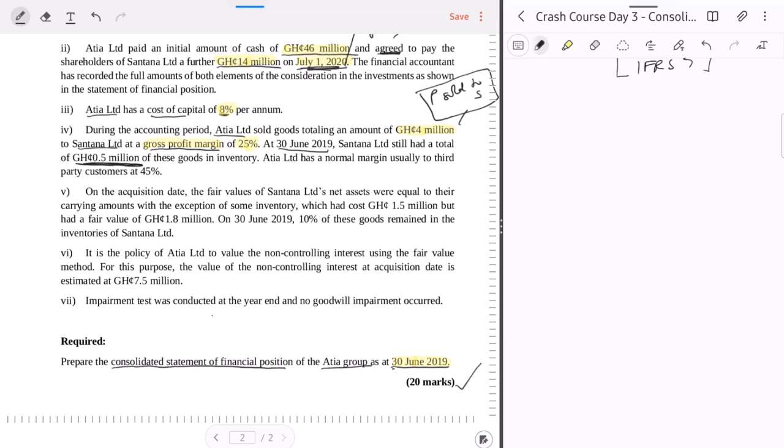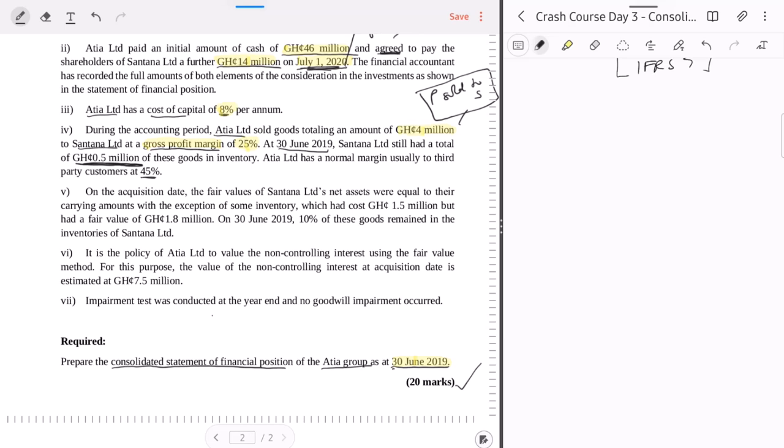And I'll show you something called provision for unrealized profit shortly, right? Then they told us that the company has a normal margin, usually to third-party customers, at 45%, right? So this is what we call their arm's length profit margin. It may not be of too much use here to us, but at least we know that they are selling to the subsidiary on a reduced or special business basis. If it was to the market or to a third party who was independent of the business, it would have been a different trade term, right?